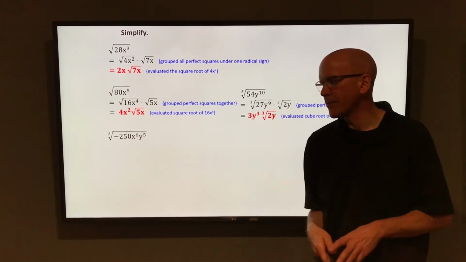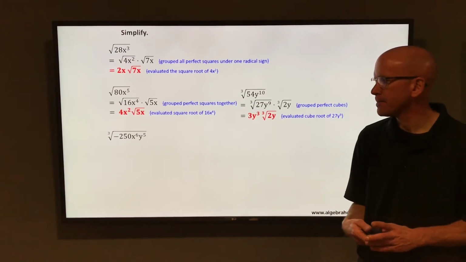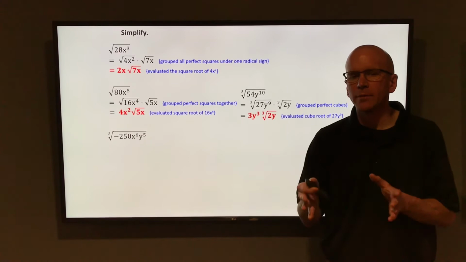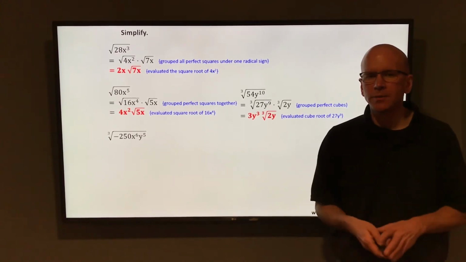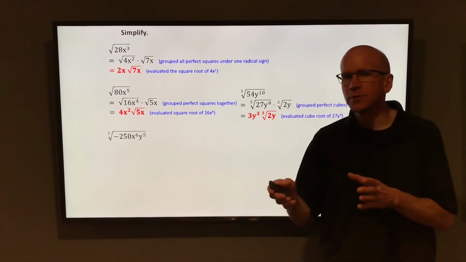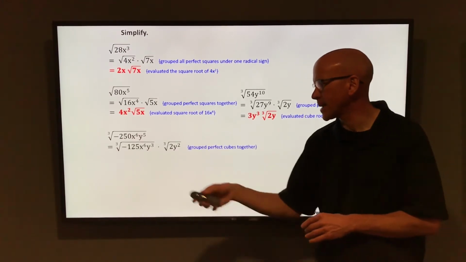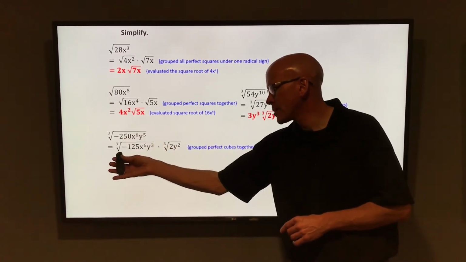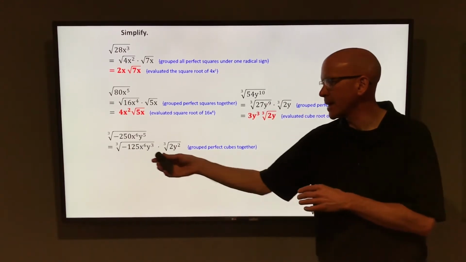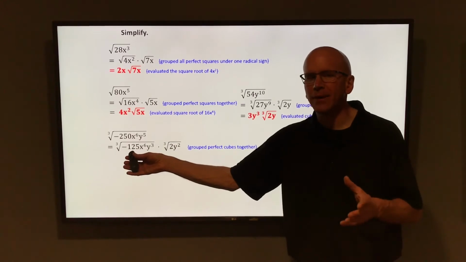Cube root of negative 250x to the 6th, y to the 5th. So going to break that cube root of negative 250 into two factors where one of them is a perfect cube and the other one doesn't break down again. Now that is a negative 250, and you can use a negative as a perfect cube. So we're going to break that cube root of negative 250 into the cube root of negative 125 and the cube root of 2. So the cube root of negative 125, that's going to be negative 5.